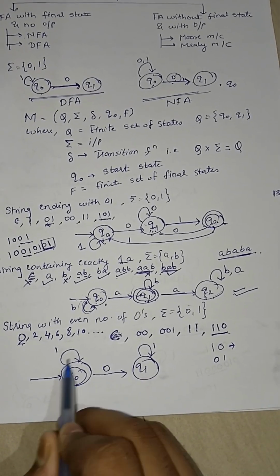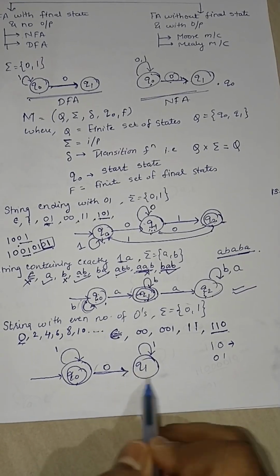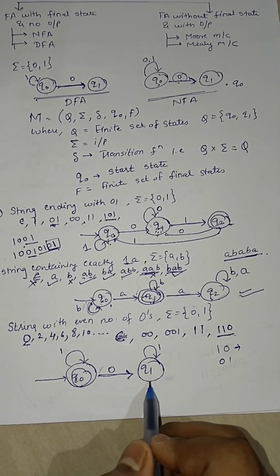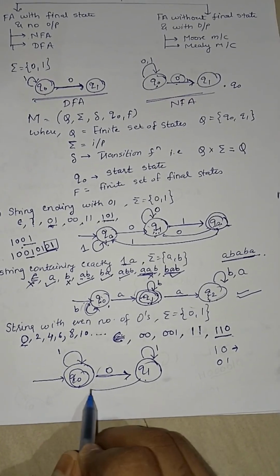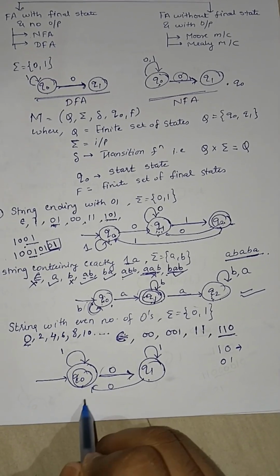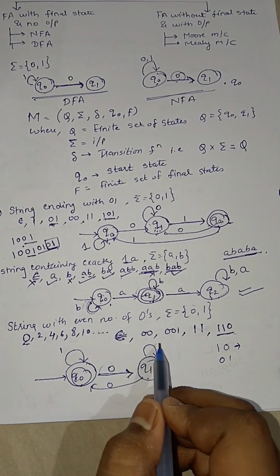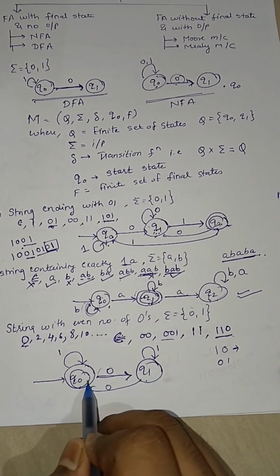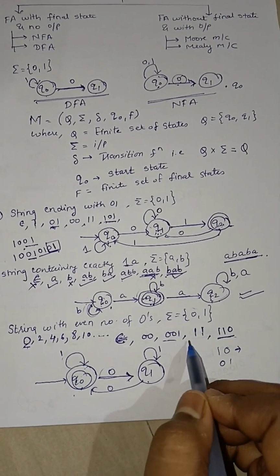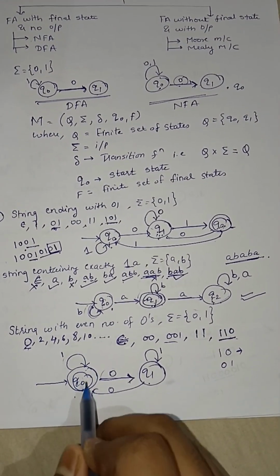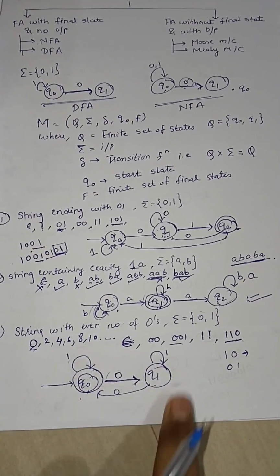Now if it gets only one 0, I will say you are not an even number of zeros, so I will pass it to q1. If q1 gets another 0, there can be a chance of an even number, so I will pass it to q0. Now let's see this 0 0, yes it is accepting. This 0 0 1, yes it is accepting. 1 1 1 1, yes it is accepting. 1 1 0 1 1 0, yes it is rejecting. So this is our transition diagram.